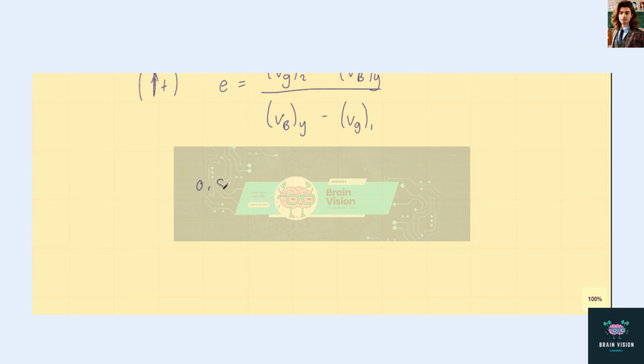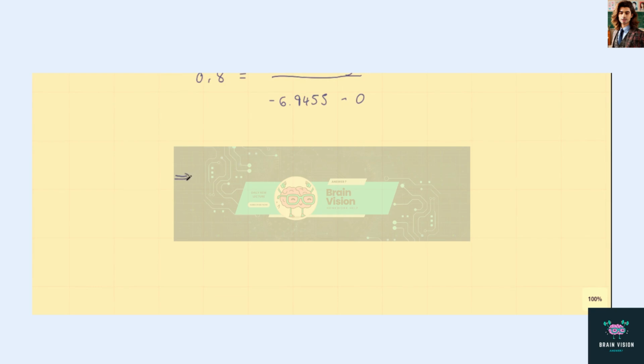So the coefficient of restitution is given as 0.8. And this is equal to 0, since the ground does not move, minus v prime By, over minus 6.9455, which we just calculated, minus 0. And so if we rearrange this, we find the velocity of the ball after it has rebounded in the y direction is equal to positive 5.5564 meters per second, and that's upward.